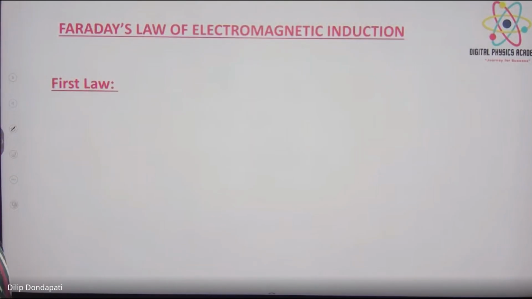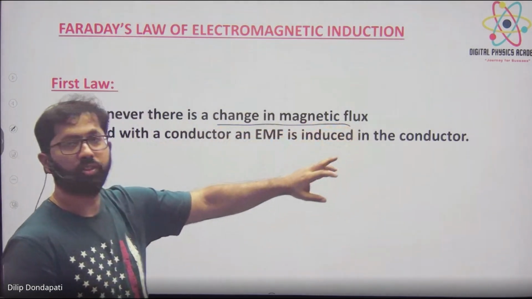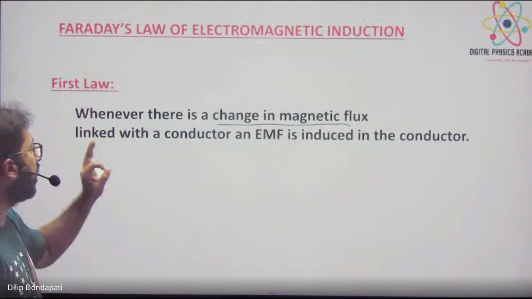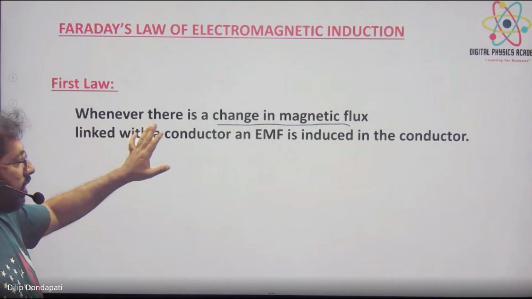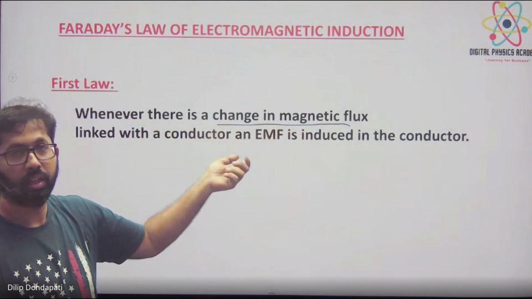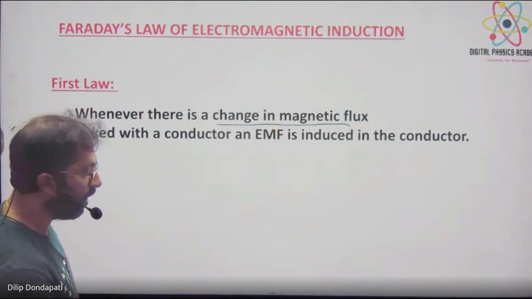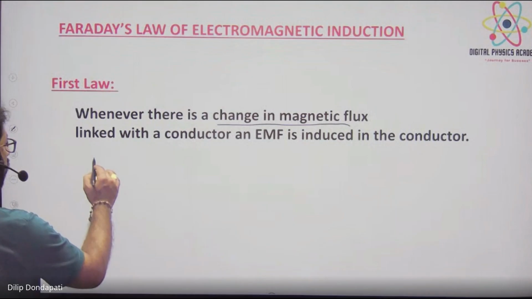So what did the first law say? Whenever there is a change in magnetic flux, very important, whenever there is a change in magnetic flux linked with the conductor, an EMF is induced in the coil. EMF is nothing but voltage, they call it electromotive force. Okay, EMF is induced in the conductor.